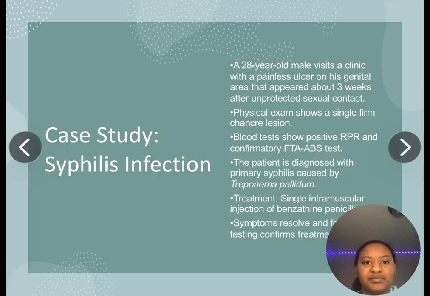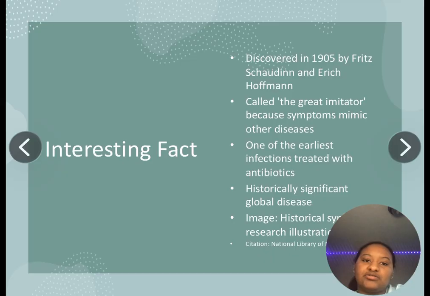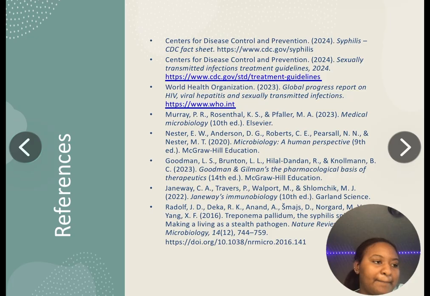A historical fact about syphilis is that its cause was discovered in 1905, and it became one of the earliest infections ever successfully treated with antibiotics. Syphilis is often called the great imitator because its symptoms resemble many other diseases, making the diagnosis challenging.